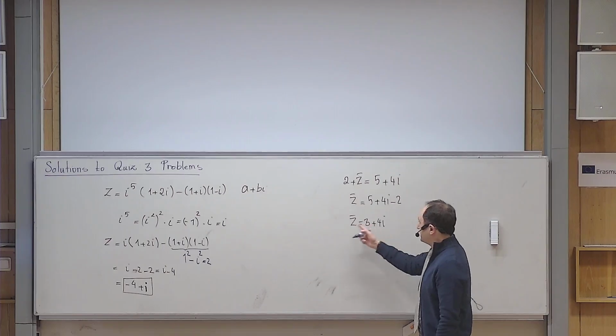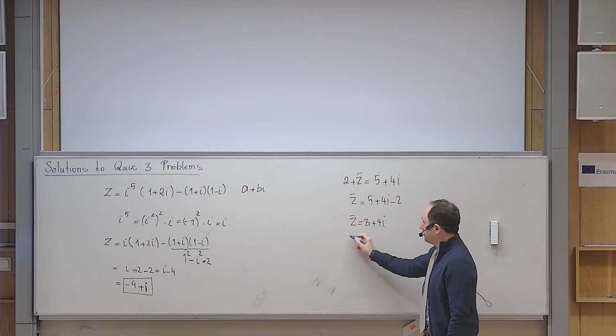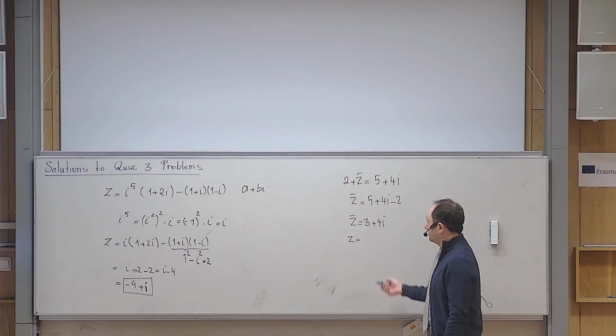But be careful, this is z bar. The question wants z. So what is z? You know that the real part will not change. The imaginary part will become minus. That's the answer.